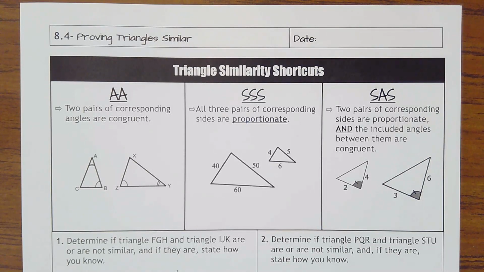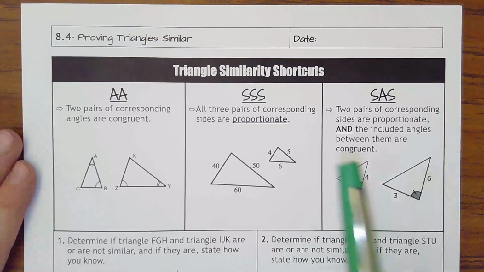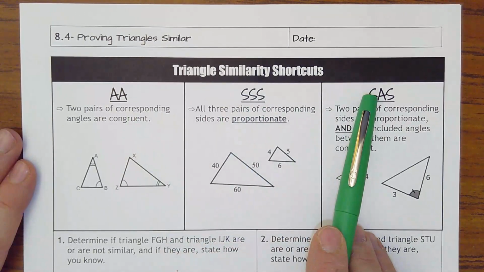Lesson 8.4, proving triangles similar. This is a big chunk of geometry. There are properties that prove triangles are congruent, which means exactly the same, and this one, triangles are similar. So remember, similar means that they can be dilated, but they still have to be proportionate. There are 3 different ways to prove it.